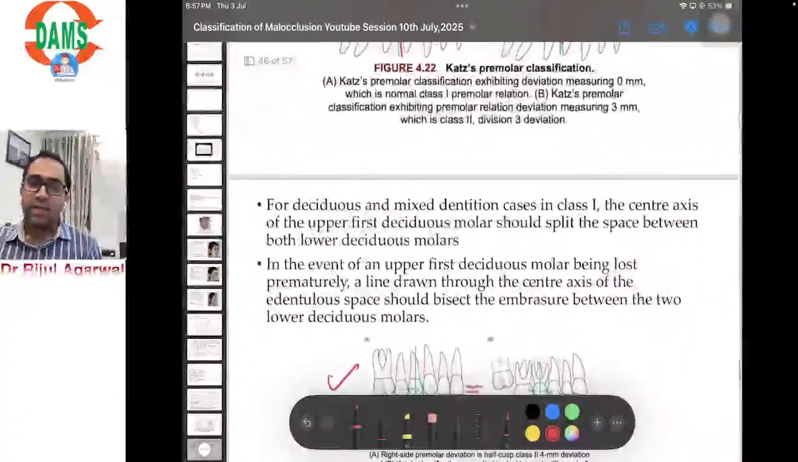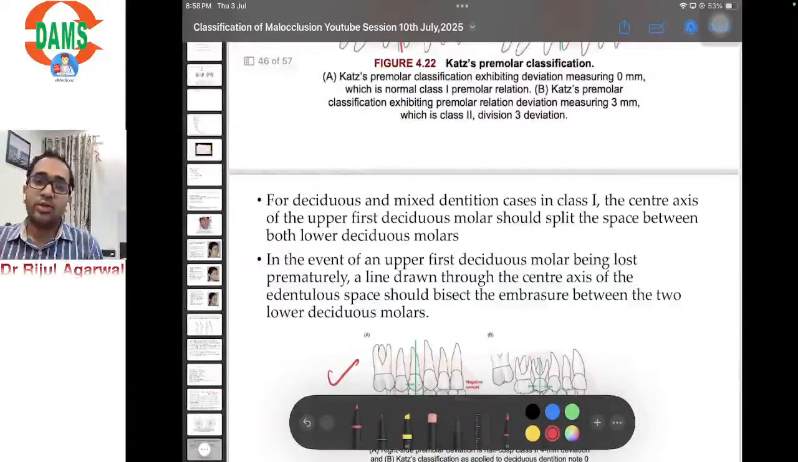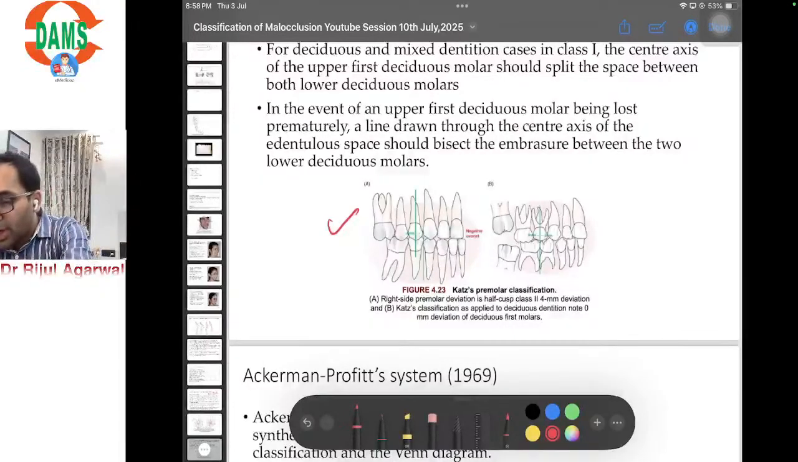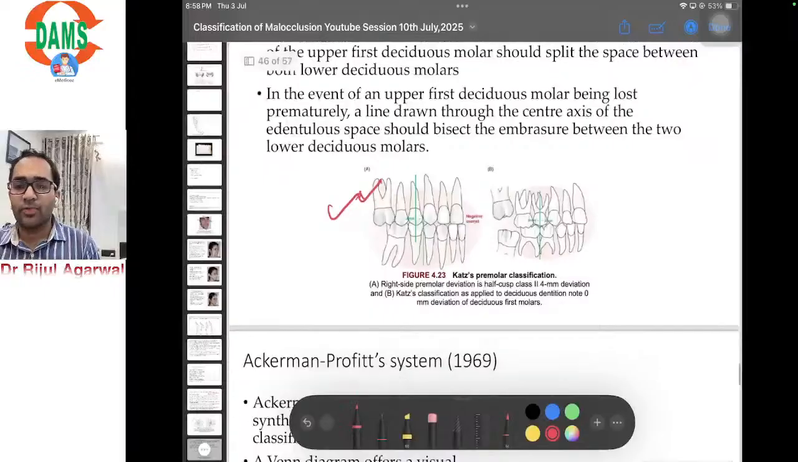Okay, just remember that. If they ask you in the deciduous and mixed dentition, you have to take up deciduous molars, because deciduous molars are replaced by permanent premolars. Or if they are lost prematurely, you have to imaginarily draw a line. So this was the kind of image. If you look, the relationship is H to H, but the upper line is behind and the lower is ahead, so it's class 3. Simple.